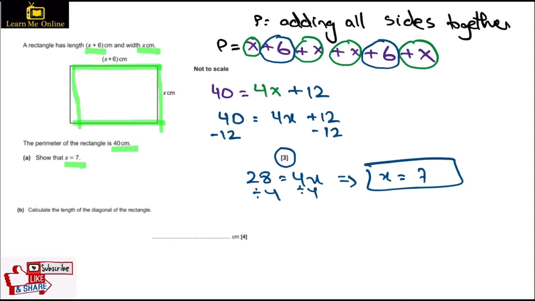Now the next part B says calculate the length of the diagonal of the rectangle. So what the diagonal is, I'm going to clean all of this. And the diagonal length is basically which starts from one corner and passes through another corner. So this is a diagonal length. Another diagonal length would be starting from this corner and touching the other corner. That's the diagonal length. So this is that calculate the diagonal length.